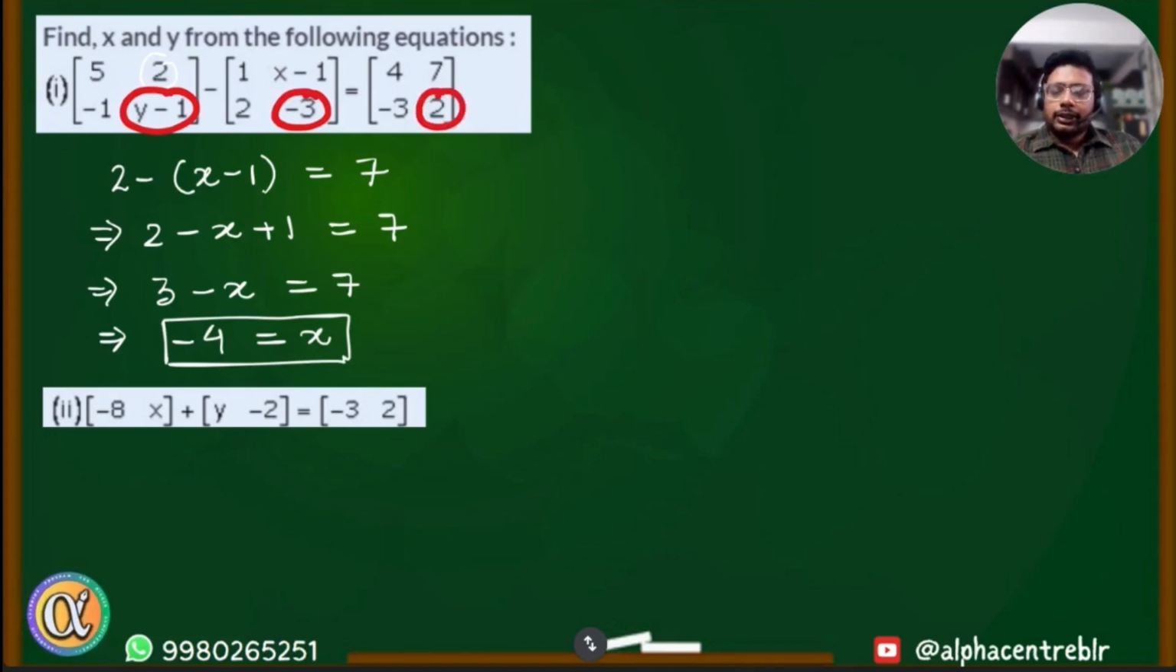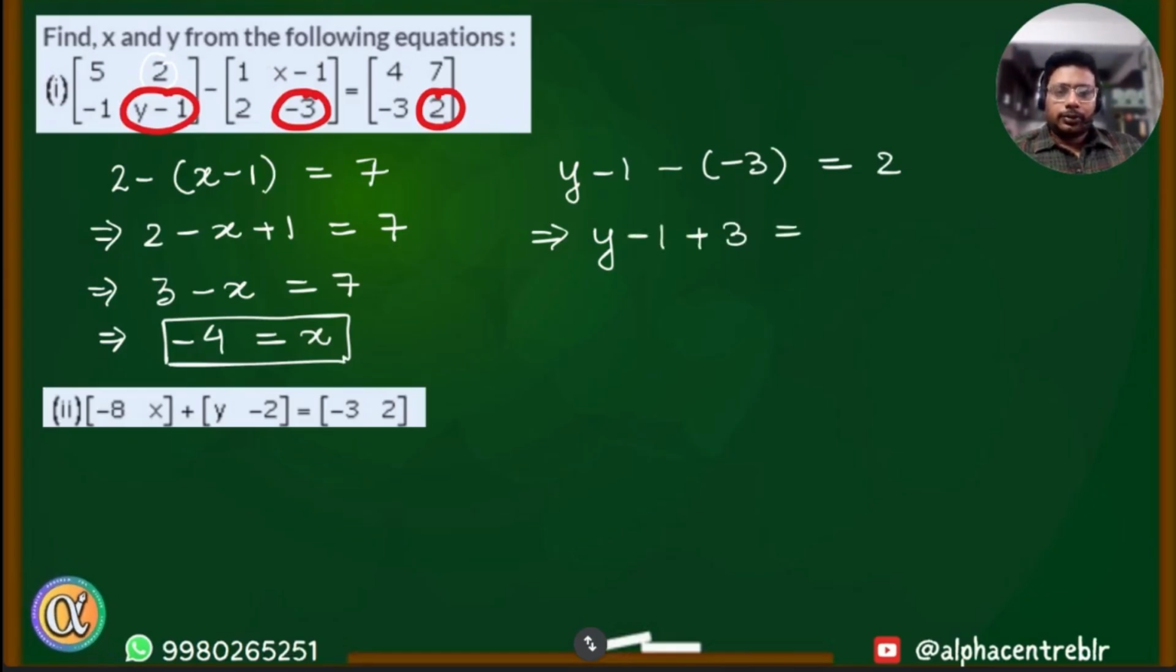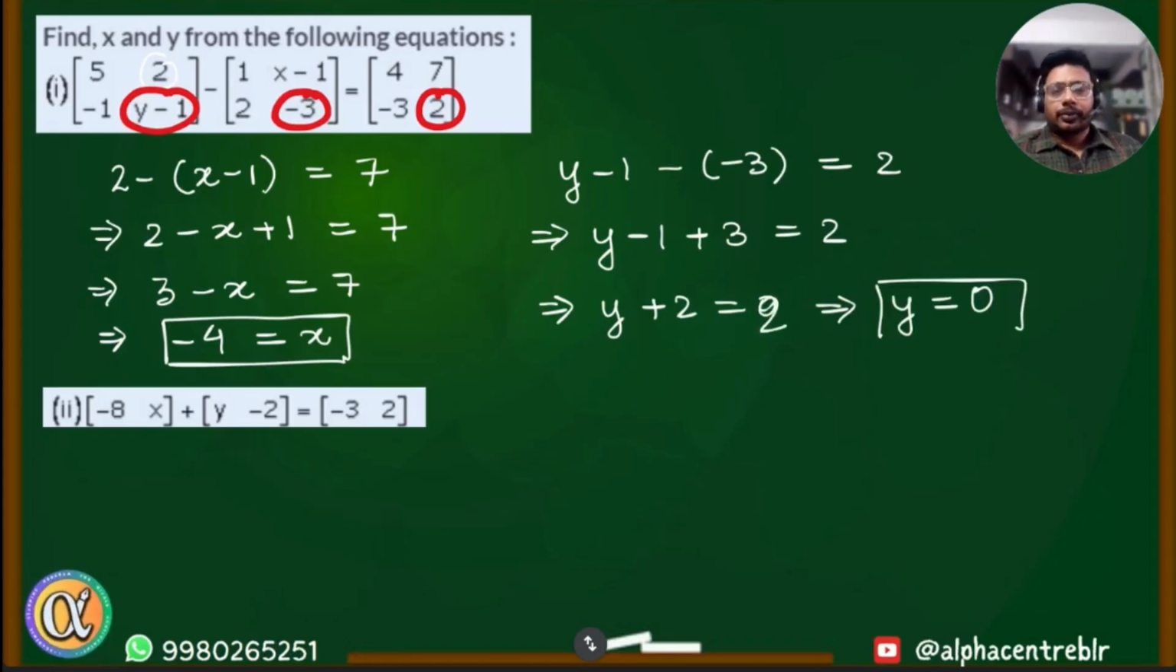Okay, therefore the equation is y minus 1 minus of minus 3 is equal to 2. So y minus 1 plus 3 is equal to 2. Okay, y plus 2 is equal to 2, and therefore y is equal to 2 minus 2, 0. Yes, sir. That's it.